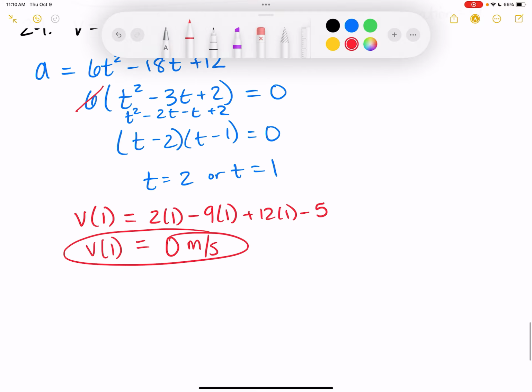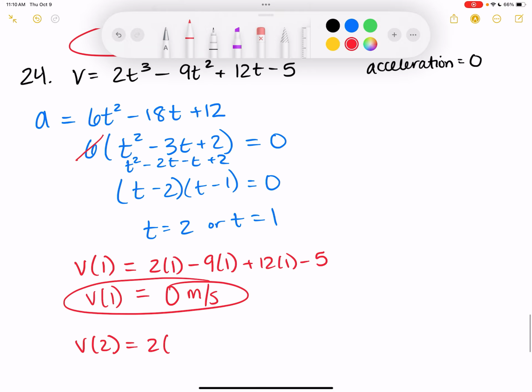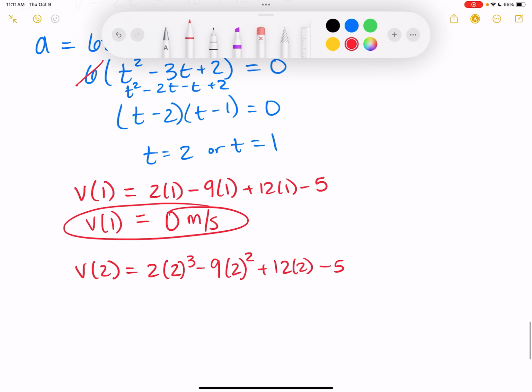Then at 2 seconds, v of 2 is 2 times 2 cubed minus 9 times 2 squared plus 12 times 2 minus 5. So that's 8, 16, and 4 and 9, 36. So minus 36 plus 24 and then minus 5. So that's, let's see, negative 20 plus 24 would give me a 4. Minus 5 is negative 1.